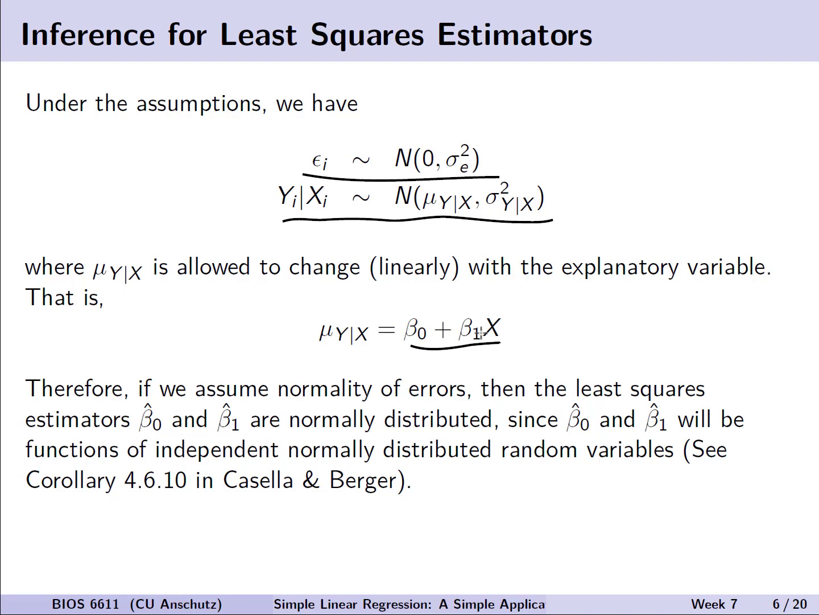So if we assume the normality of our errors, again as we do at the top here, then the least squares estimators beta naught hat and beta 1 hat will also be normally distributed. And this is because they're functions of independent, normally distributed random variables. We won't dig too much into that here today, but I'll note that if you have access to a Casella and Berger textbook, you can look up corollary 4.6.10 for more information.